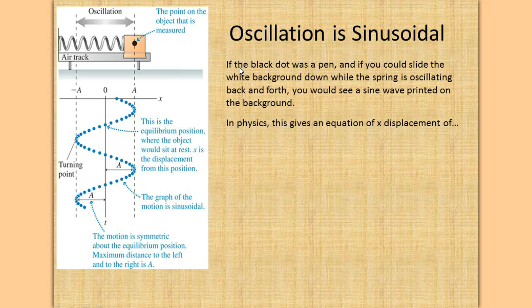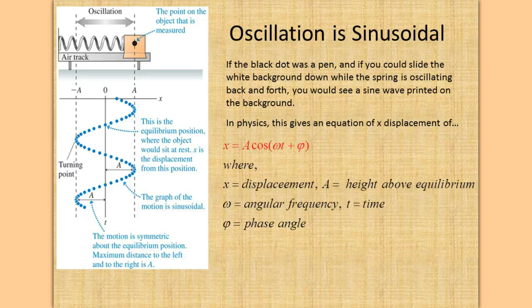Okay. For instance, let's say the black dot was a pin that went through this mass, and the ink part was on the white background. And if we could slide the white background down while the spring was oscillating back and forth, you would see a sine wave printed on the background, like this here. In physics, this gives an equation of displacement x. So we know in physics that x is equal to A cosine omega t plus phi.